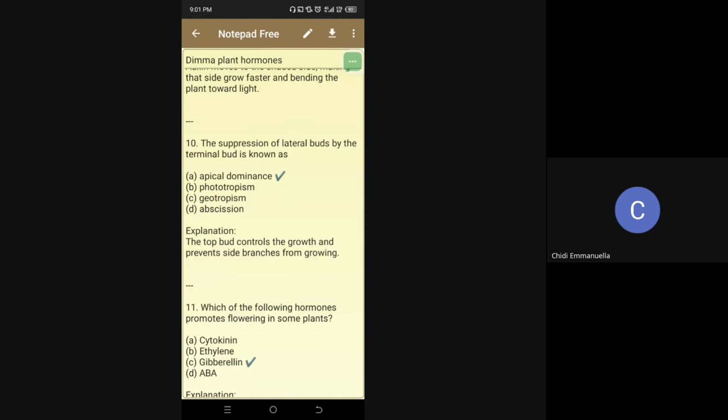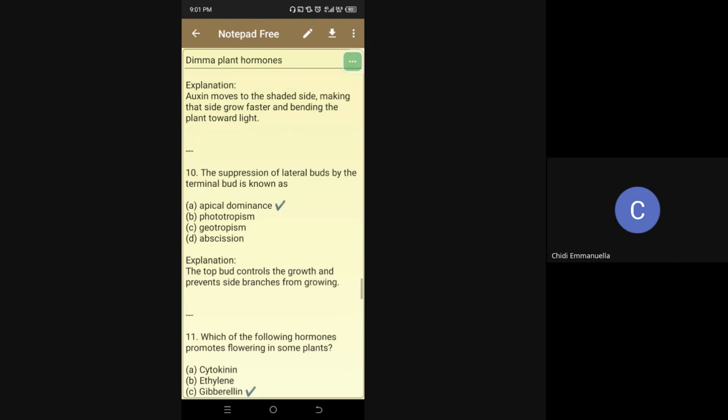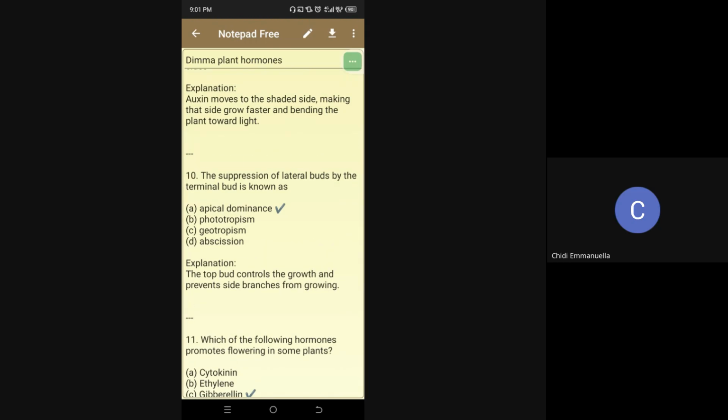The suppression of lateral buds. What does that statement mean? Suppression of lateral buds. Now English. Sir? What does that statement mean? To suppress is to bring something down. Like bringing something down. Yes, suppression. You're trying to stop it.